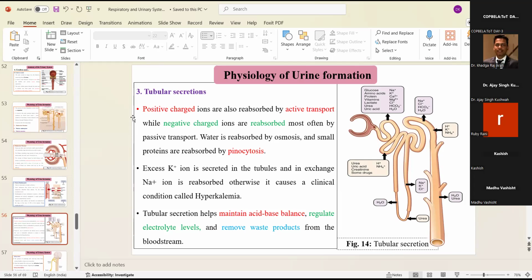If the sodium is not exchanged with the potassium ion, then that may cause clinical conditions known as hyperkalemia, hypocalcemia or hyponatremia. So tubular secretion helps to maintain the acid-base balance. It also regulates various electrolytes like sodium, potassium, bicarbonate, and it also removes waste products like urea and creatinine from our blood stream.